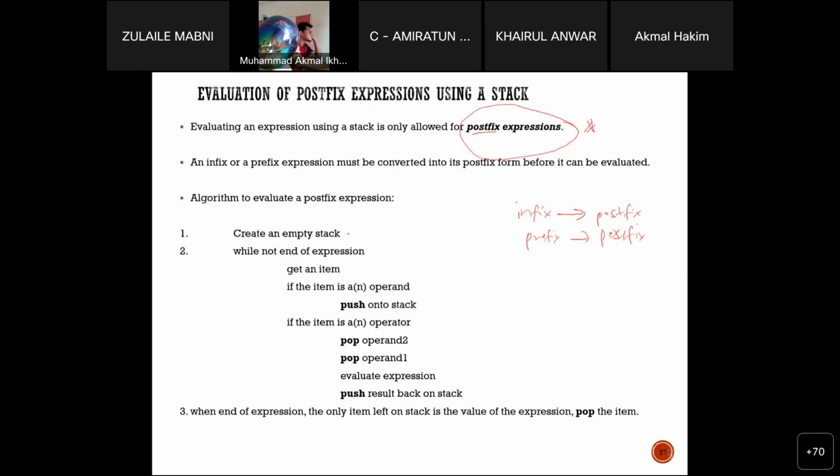Okay, create an empty stack, number 1. Number 2, while not end of expression, get an item. If the item is an operand, push onto the stack. If the item is an operator, pop. Yeah, when you reach an operator, of course there will be 2 operands, pop operand 2 and pop operand 1. Evaluate the expression. Okay, push the result back onto the stack. Right? When the end of expression is reached, the only item left on the stack is the value of the expression, pop. Yeah, pop the result out.